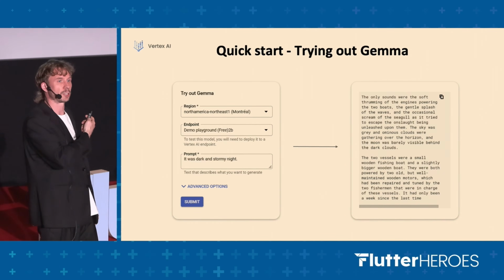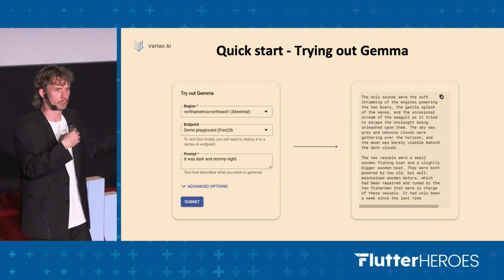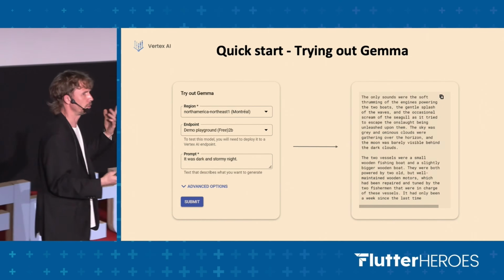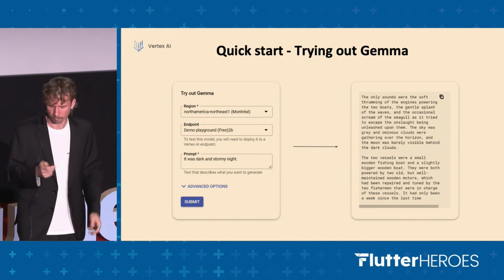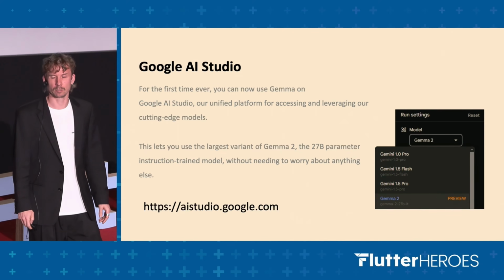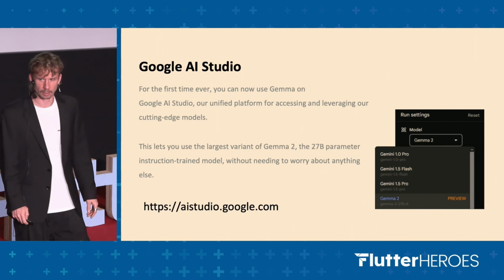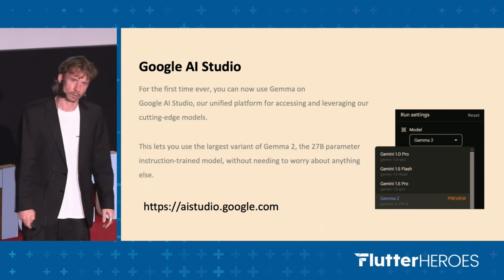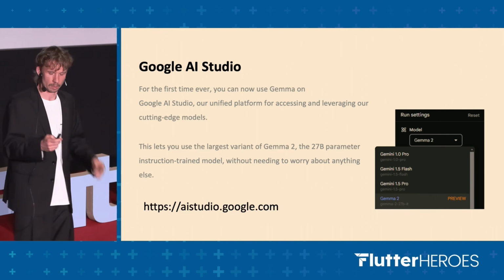And in Vertex AI, you can try it without downloading, just to check how good Gemma is for you. And Gemma 2 and Gemma 3, you can try in Google AI Studio as well, not only in Vertex AI. Gemma 1 is not available there.